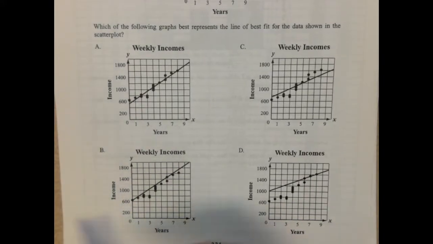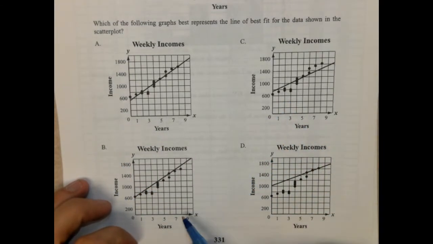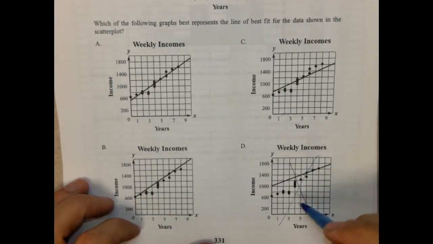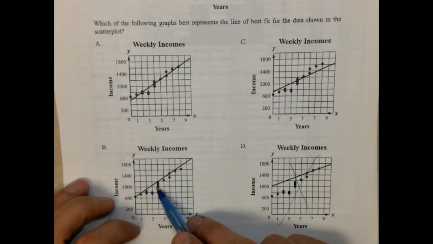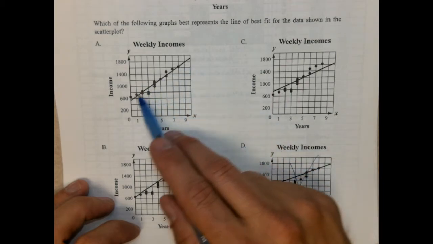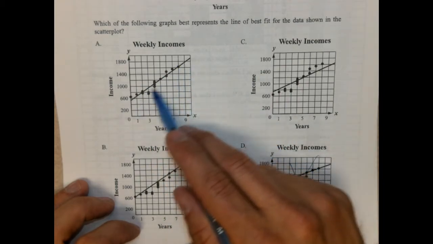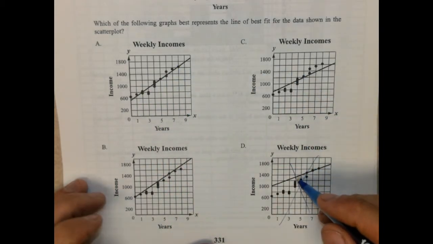So, which of these best represents the data? Well, this is out. That one's not bad. That one's not bad. This one's great, because see how it's really centered on the data here? So I could see this one's immediately knocked out.